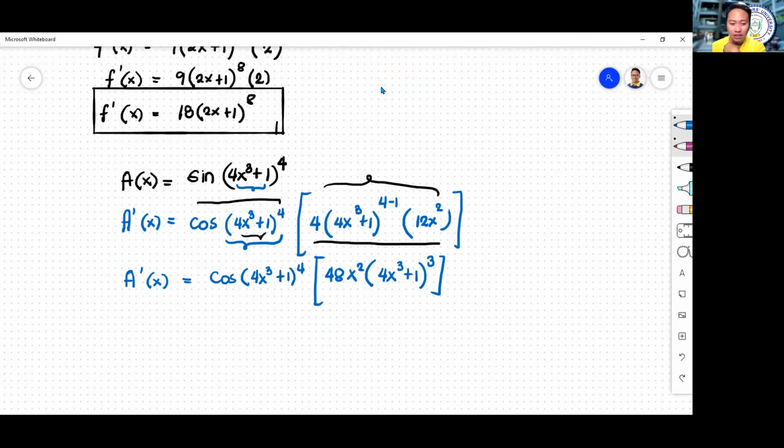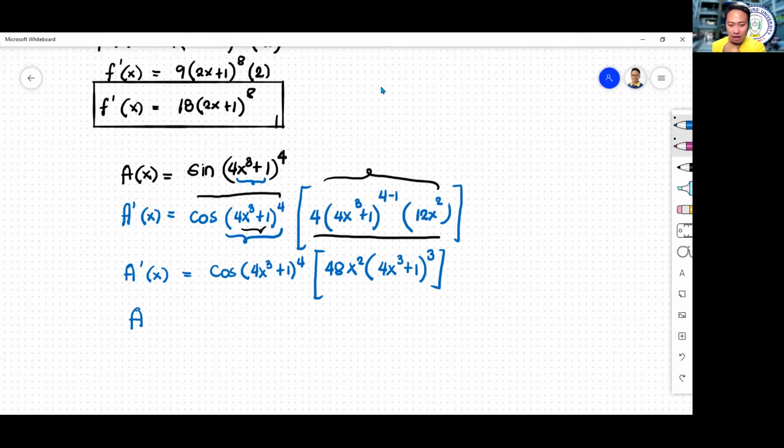You can rearrange the answer to get rid of the brackets. You can write 48x squared, 4x cubed plus 1 cubed, cosine 4x cubed plus 1 raised to the power of 4. There you go.